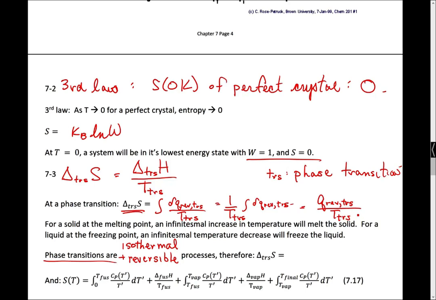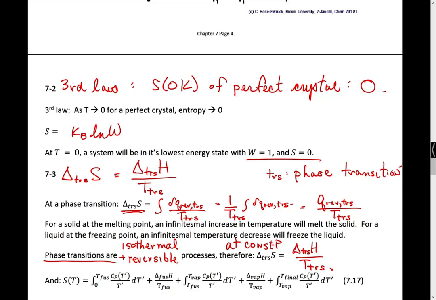So that's equal to q reversible of the phase transition over the temperature of the phase transition. What I've determined here is absolutely general. To get from here to delta H, that's the heat transfer at constant pressure. So at constant P, this becomes delta H of the phase transition over the temperature of the phase transition. Does that make sense?